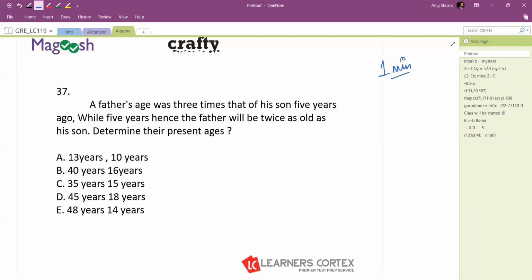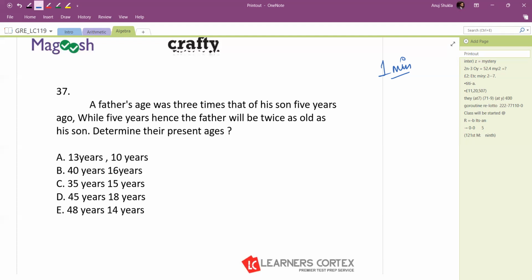Sir, option C, 35, 15. Option C, 35 and 15. Very good. Others, 35 to 15.